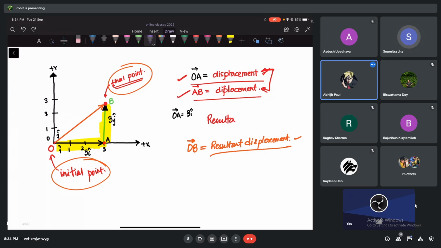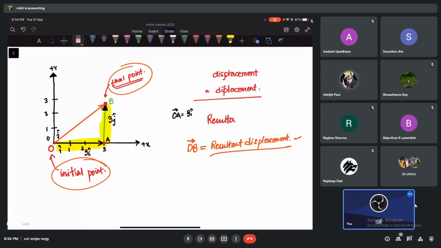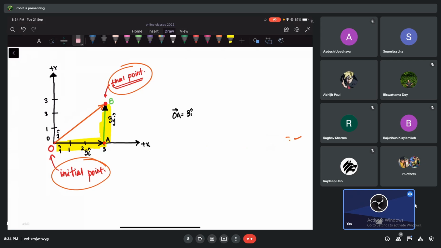Sir, what will be the direction of resultant displacement? Very good question. Minus Z. No. Wait a minute. That's a very good question, and I will give you the answer. His question is a very nice question. Tell me, what is the displacement of the first one, OA? What is the direction?